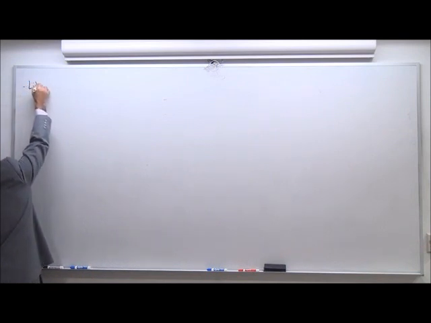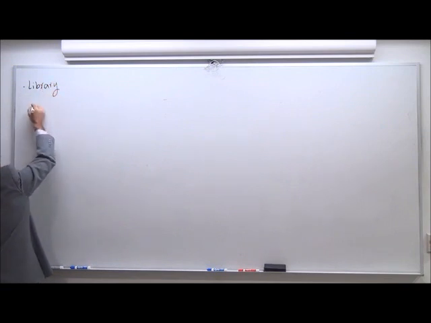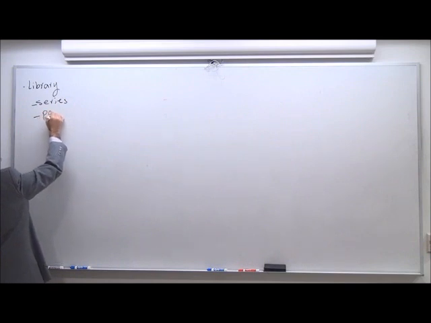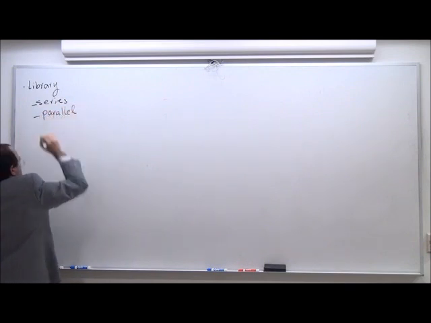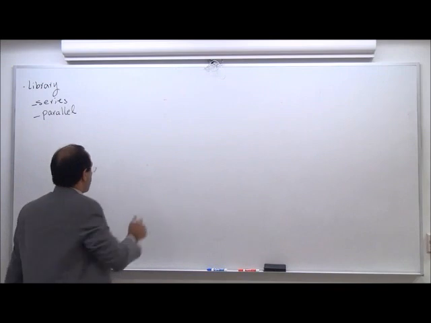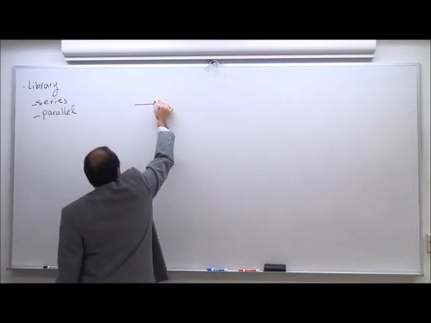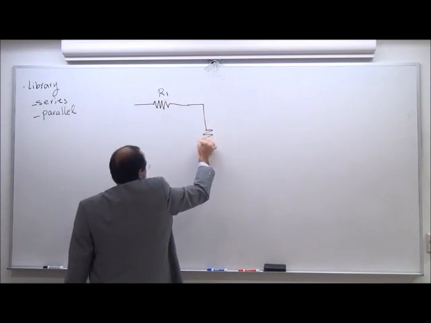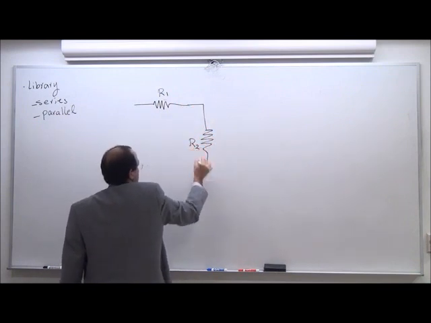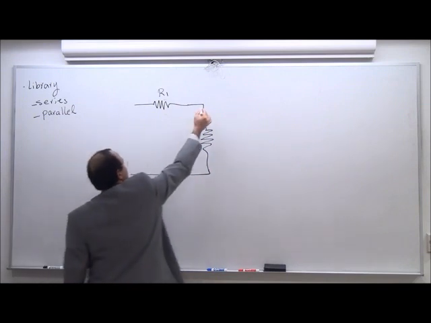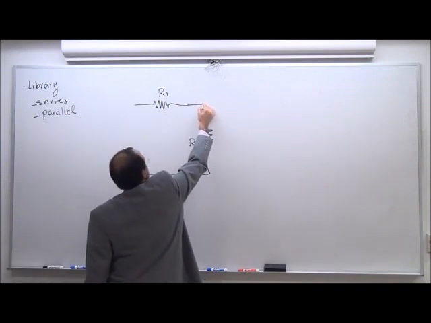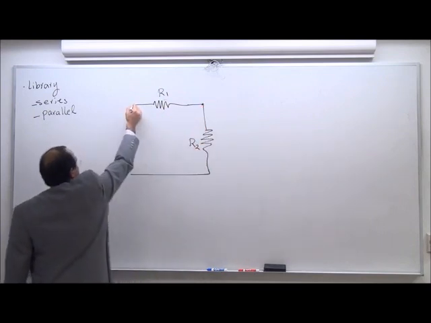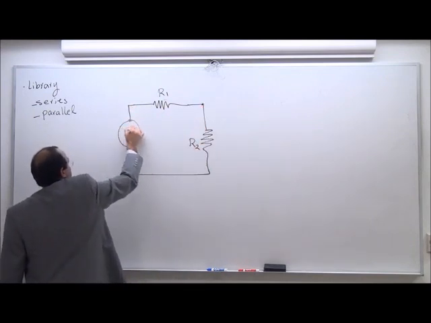I'm going to call that a library. I'm going to do series first, and then I'm going to go for parallel. For series structures, I have a resistor. This is R1. I have another resistor, that is R2. They are in series. I can identify it because this is a node, and I can see only two components meeting in that node. Then I'm going to have a voltage source that is coming in.